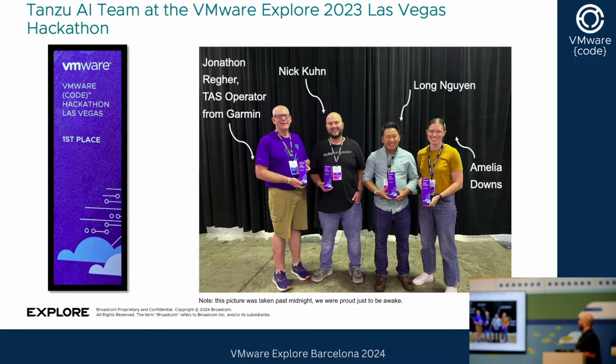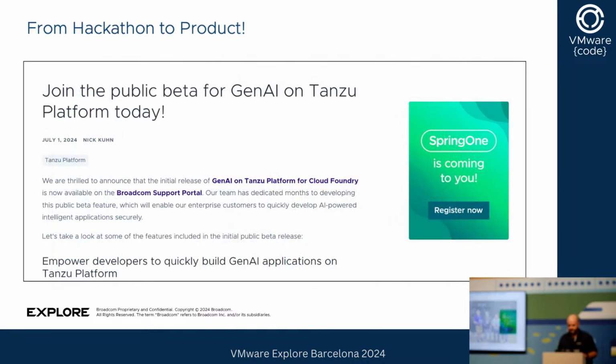Last year, we ran a hackathon at the Las Vegas VMware Explorer Hackathon. We got first place for our idea. Long Win was the lead engineer on the project, and he had been thinking about how to integrate generative AI in the Cloud Foundry ecosystem for some time, and it all worked out. Lo and behold, we took that hackathon idea, productized it, and launched the public beta in July.